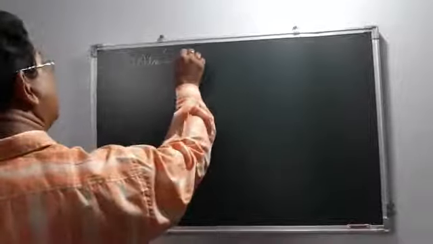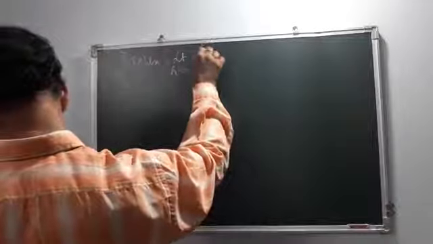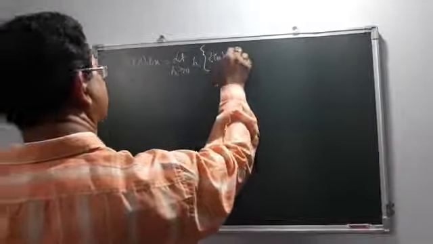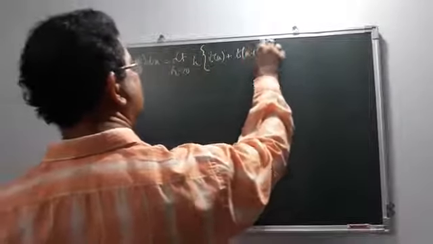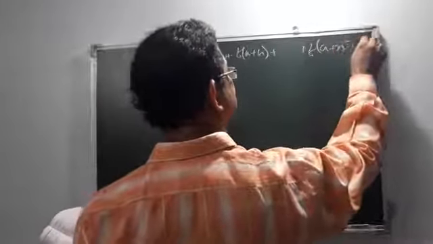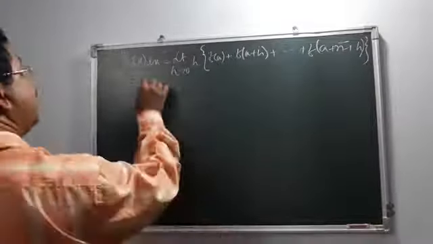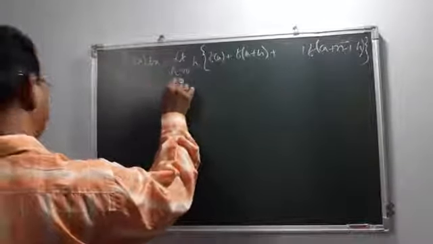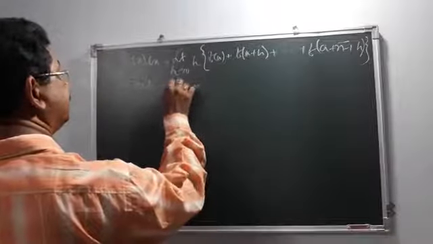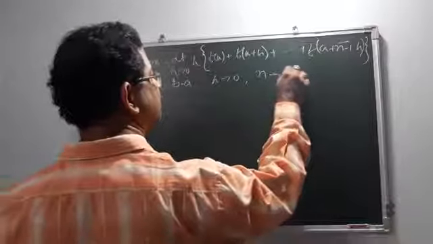Integration a to b f(x) dx is equal to limit h tends to 0, h times [f(a) + f(a+h) + ... + f(a+(n-1)h)]. This is called integration as a limit of sum. Here nh is b minus a, and also h tends to 0 when n tends to infinity.